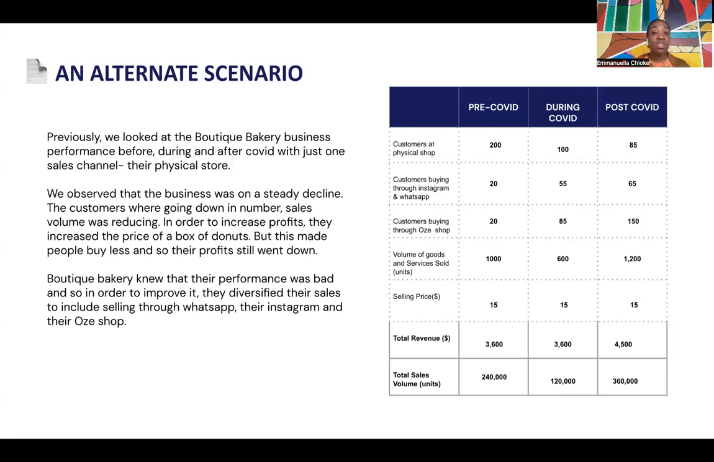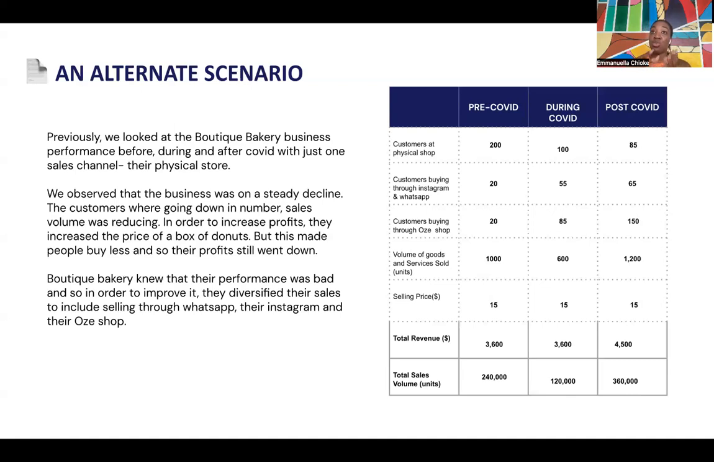And so based on that preference, you might have a lot fewer people coming into the shop, but those customers are now going to some of these different channels that they just like better because they're enjoying that customer journey better. And that's why we're seeing the customers at the shop post-COVID go down, but the customers buying through Instagram and WhatsApp go significantly up. And what we're seeing here is that the best user experience is coming from Oze Shop.